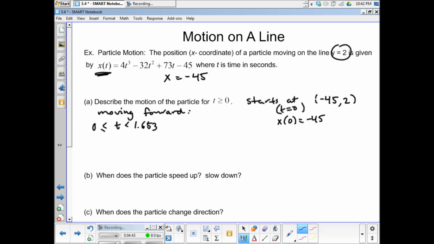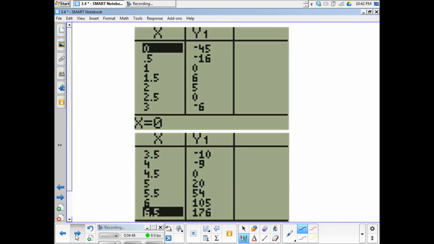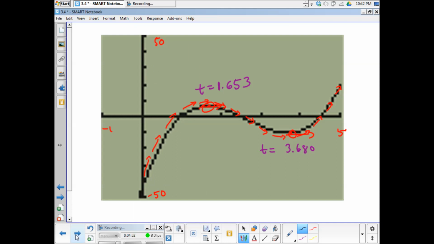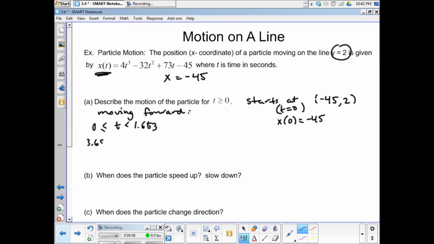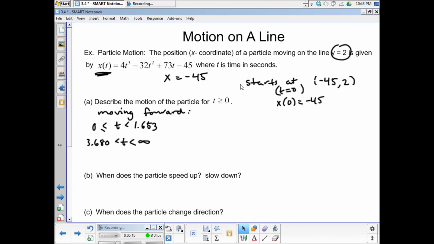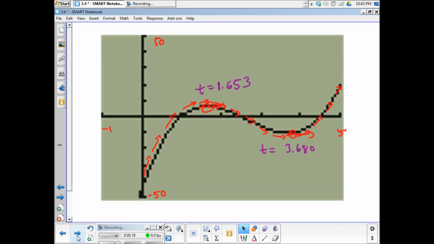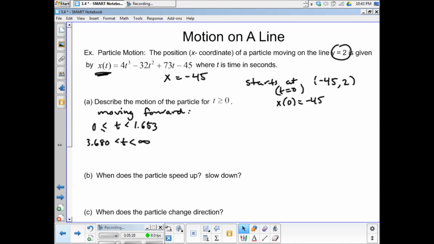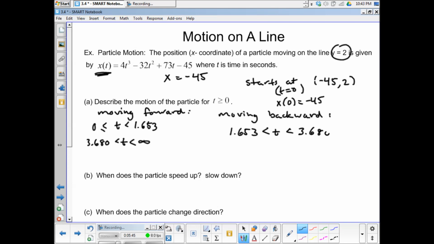Does it move forward at other times? Well, let's go back and look at our tangent lines again. Yes, any time after 3.680. We could just write t is greater than 3.680 there as well. Okay, when is this moving backwards? Well, let's look at our picture. Anytime between 1.653 and t equals 3.680. So moving backward.